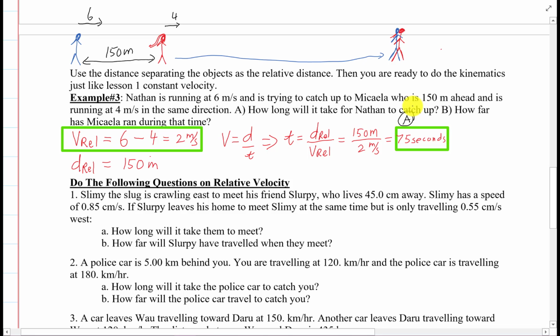So how far has Michaela run? This is a separate question now. This is not totally different, but different in that we're asking for how far has one person run. So what do we know about Michaela? Michaela is running with a speed of 4 meters per second. How long is she running for? 75 seconds.